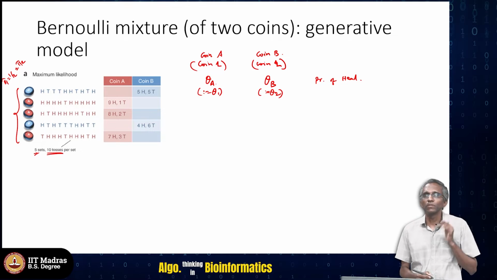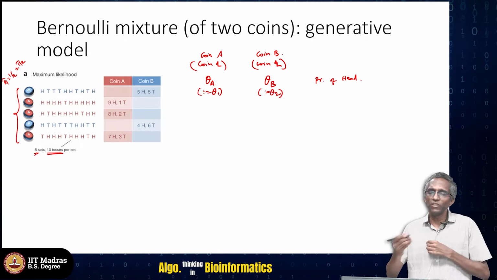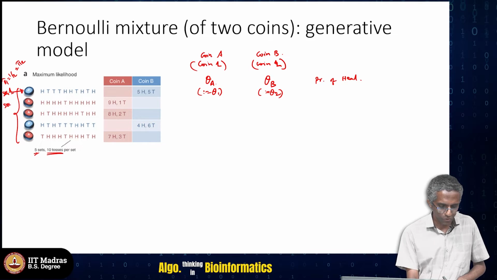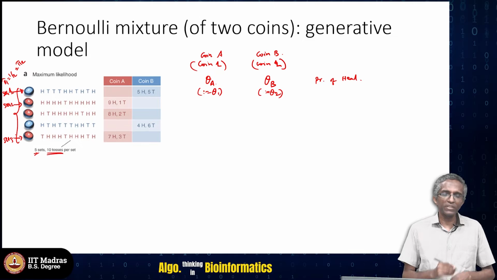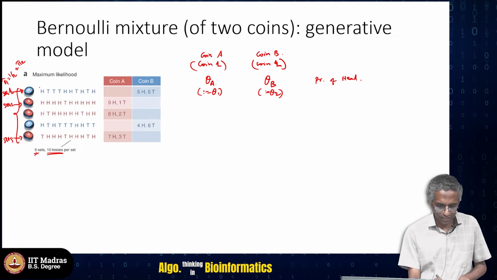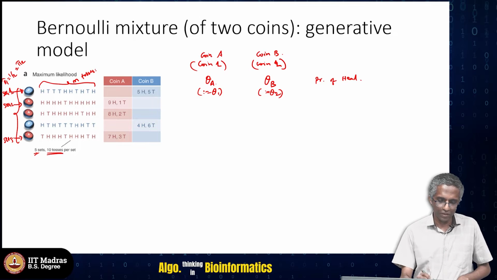So you choose randomly, uniformly at random between the two coins, and when you start one set, this is set 1 and this is set 2 and so on till set 5. So you do multiple sets of coin tosses, and in each set you do some number of tosses, m tosses per set. Here m is 10.